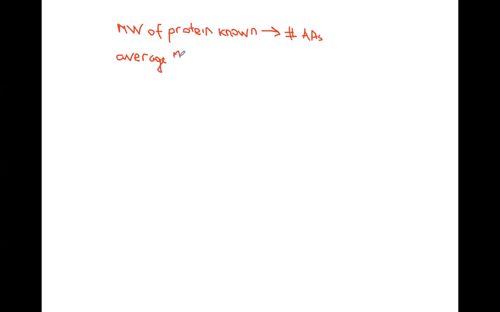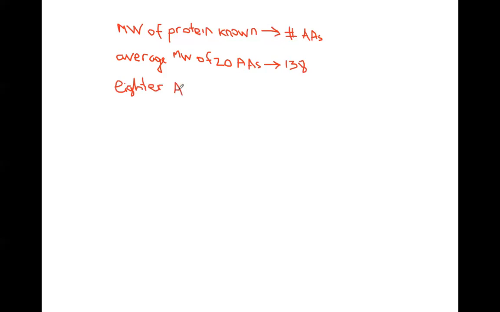The average molecular weight of the 20 amino acids is 138. If we use this number, we're not going to get a very good estimate, and there are two reasons. One is that lighter amino acids predominate in proteins.